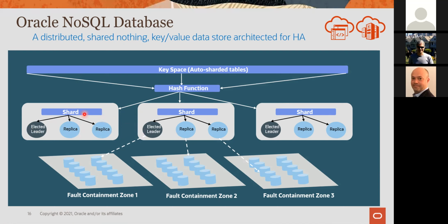So in this case, we are trying to use an odd number. So for example, 3, 5, and not to use 2. Of course, 1 is good for test, not for production. And I will talk about what a fault containment zone means.